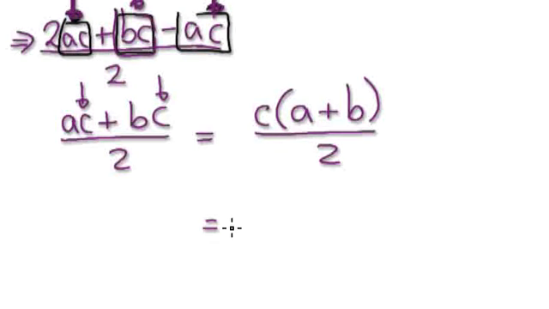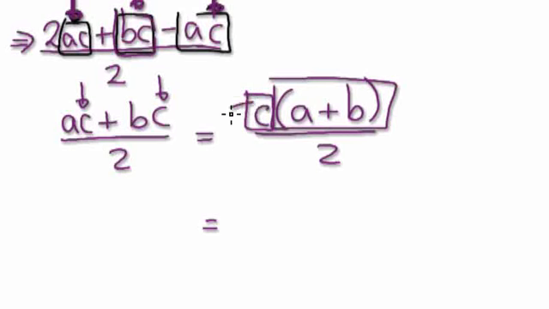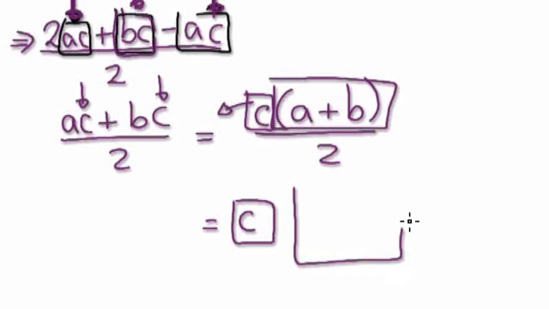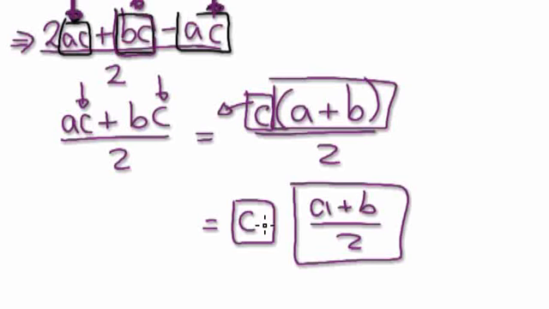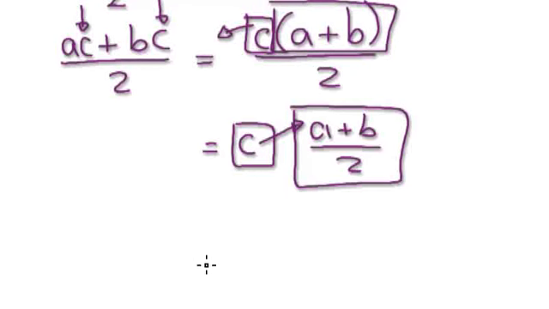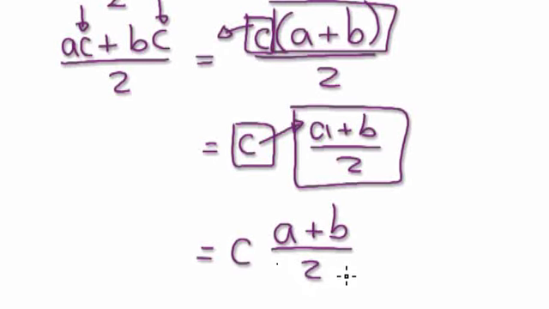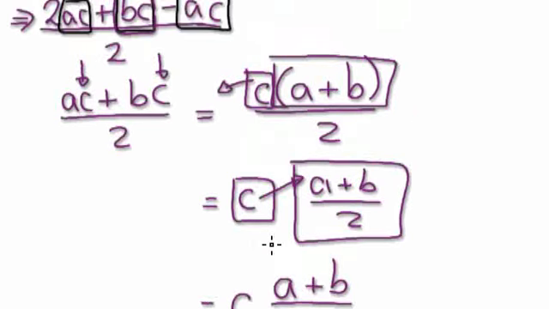Okay, and then here, at the moment I've got this times this thing here, so I can actually take the C out. So it's like this: C multiplying with A plus B over 2. Because when you times a fraction, you multiply it to the top. So I'm just working in reverse. I'm taking the C out. So the area of the trapezium can be visualized as this: C times A plus B over 2. Okay, so the area of the trapezium can be written as this.